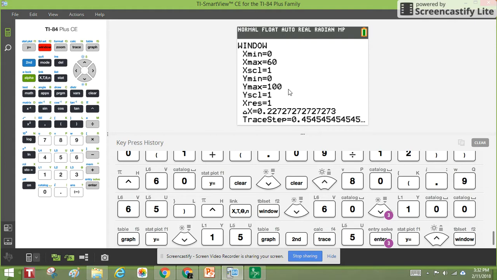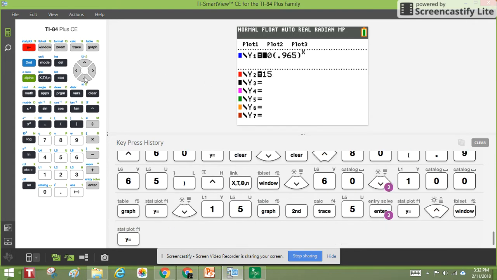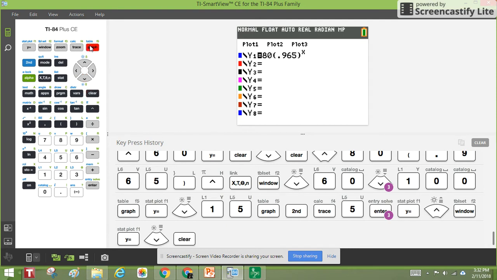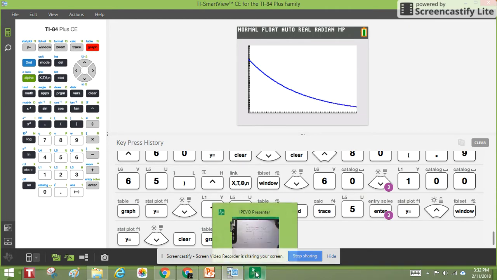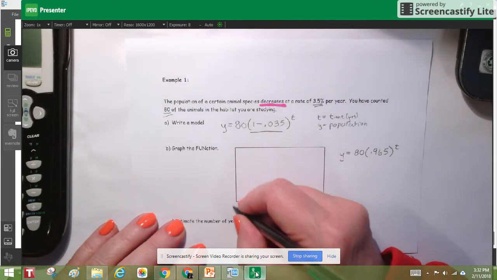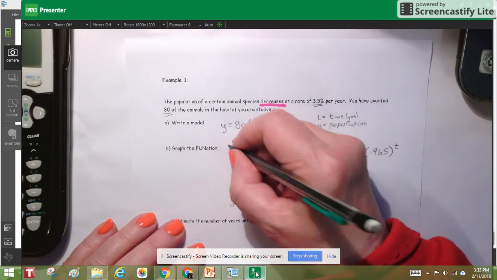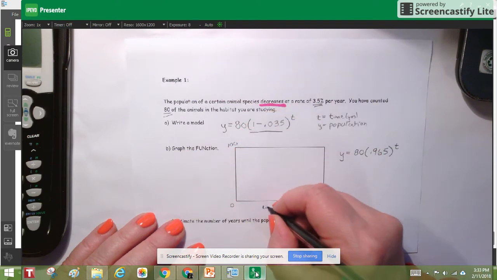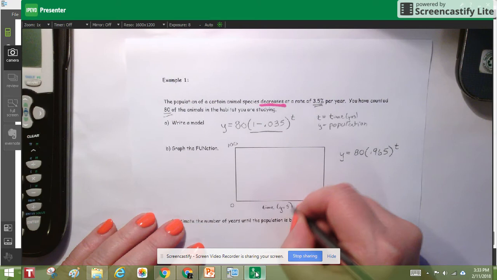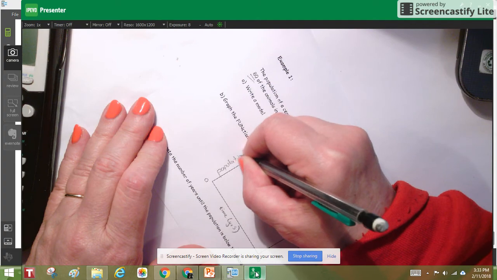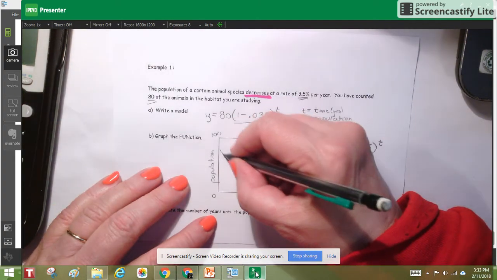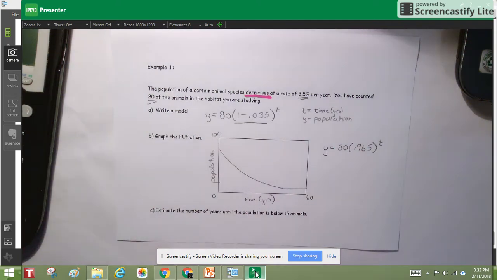Setting your window is a little bit of trial and error. You need to play with it and see what looks good. I'm actually going to go back to my y editor and get rid of this number right here. And if you graph it, you'll see here that this is a nice graph. If we were then to transfer this graph onto paper, I'm going to put down, I went from 0 to 60, I went to 100. This here is time in years, and this here was population. And my graph kind of started like this and went down like that. So there would be my exponential decay equation.